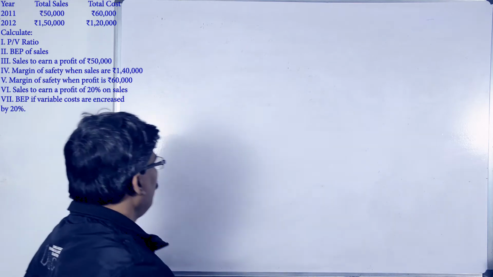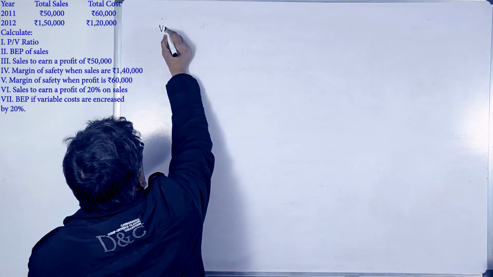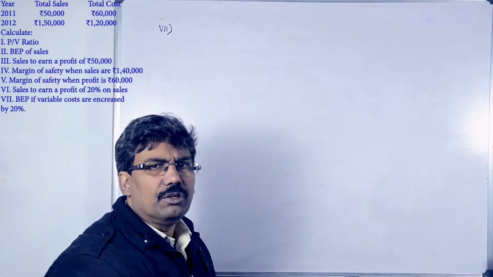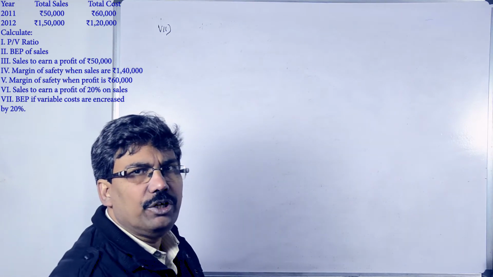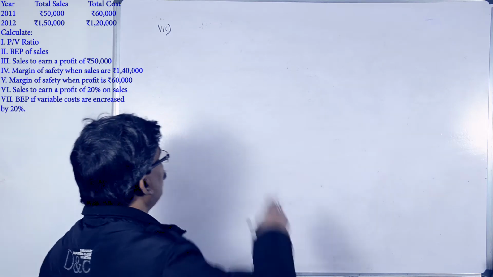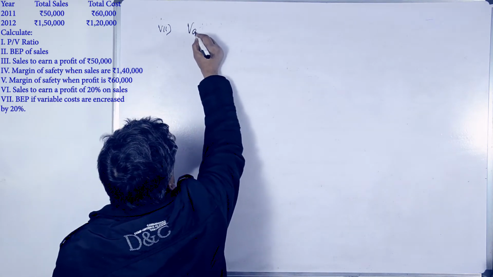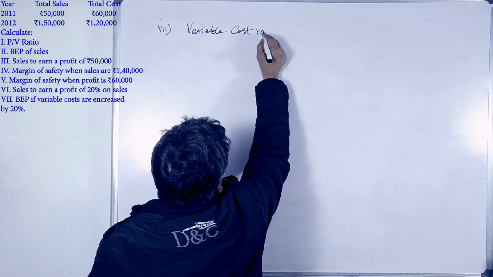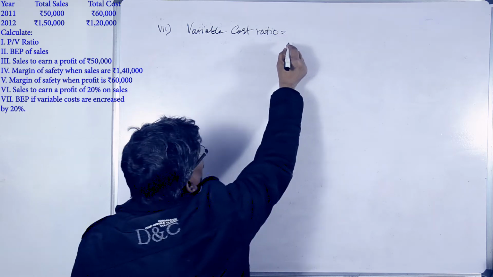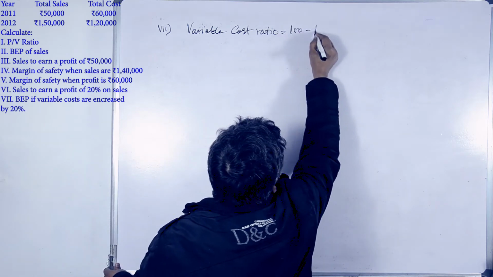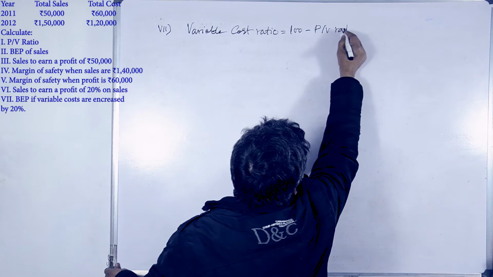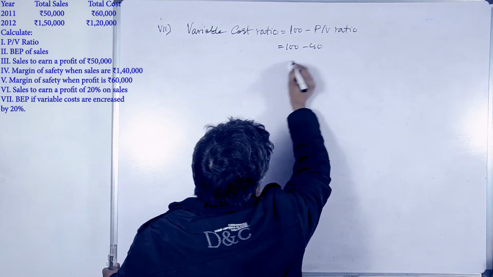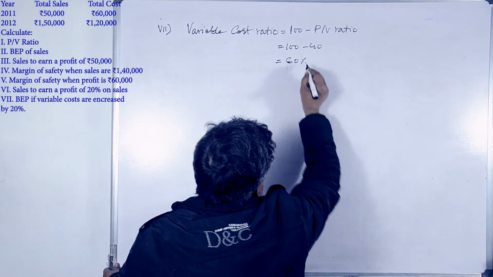In question number 7, it is given that if the variable cost is increased by 20%, then what will be the break-even sale? We know that variable cost ratio equals 100 minus PV ratio. First we have to find the variable cost ratio. Variable cost ratio equals 100 minus PV ratio, equals 100 minus 40, that is equal to 60%.